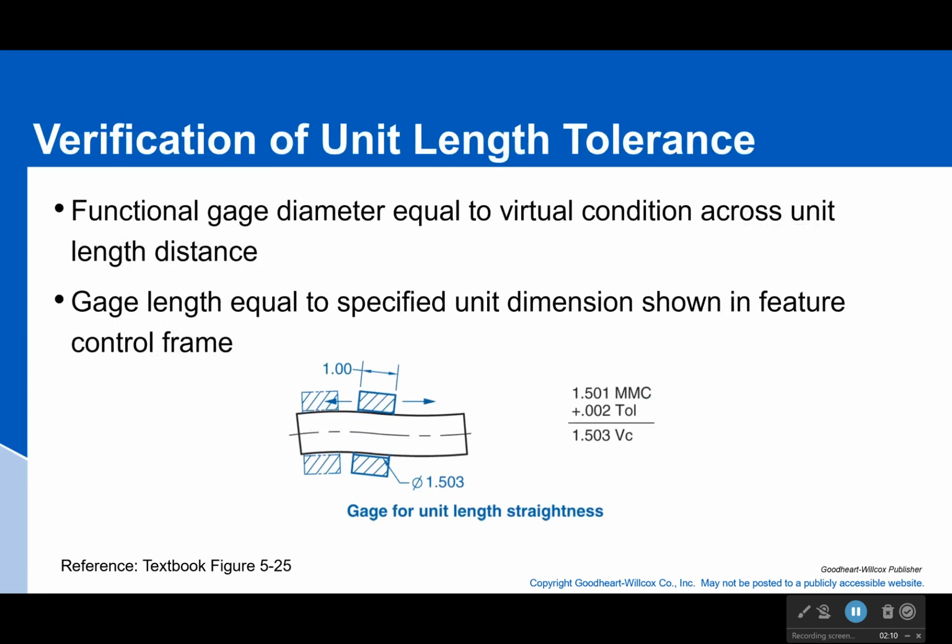Now, you can also make a functional gauge, as long as you're at that maximum material condition modifier, to check this. For example, if you had a cylinder and you're trying to check if it passes straightness, you would make sure that the hole that you're pushing it through has a length of 1 inch, or whatever the unit length is. And you would just see if it can go all the way along the length. If it can make it all the way across it, it passes. If it can't, then it fails. So the gauge length is just going to be equal to our unit dimension, which will be shown in that feature control frame.